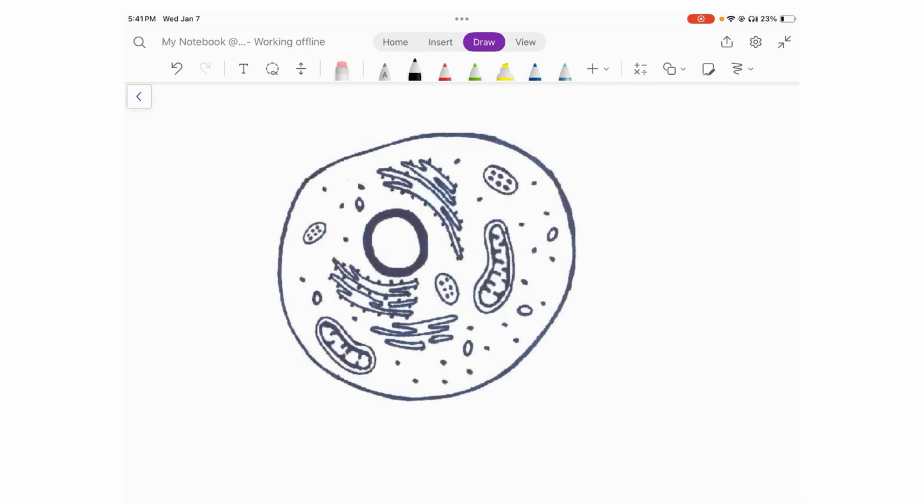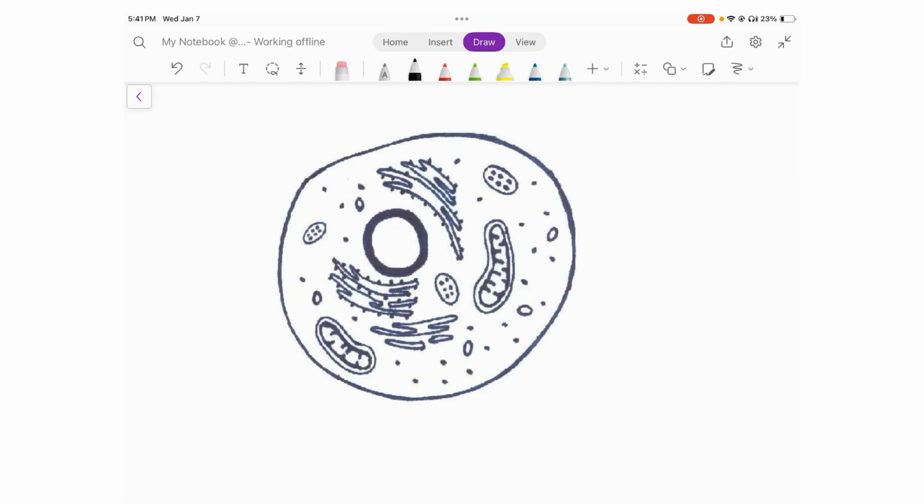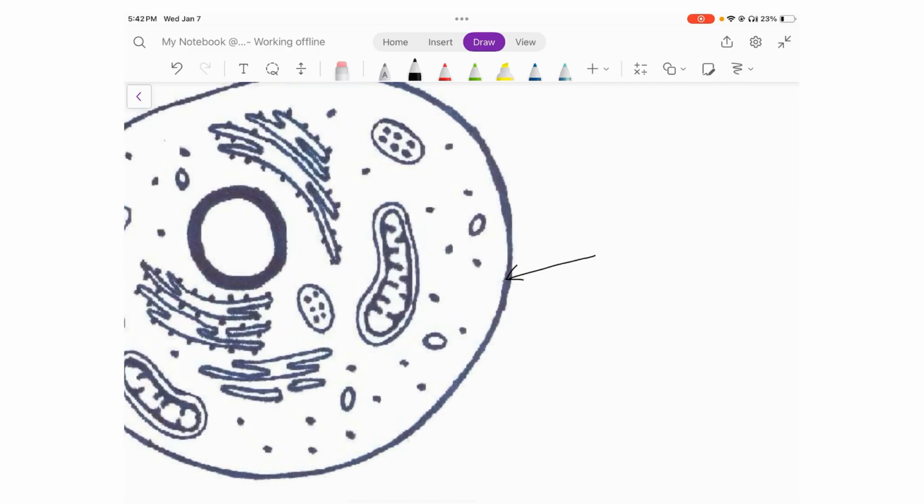So here I have with me a diagram of an animal cell. In order to understand the differences between a plant cell versus an animal cell versus a prokaryotic cell, it's better to understand the differences between the diagrams that we're going to label together. So let's start with the structure right here. This is a cell surface membrane.